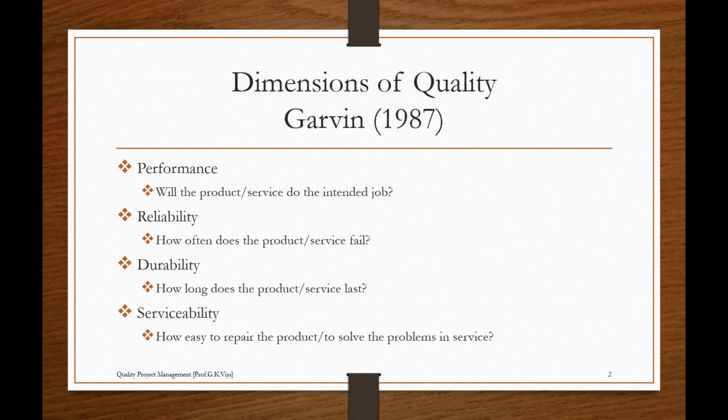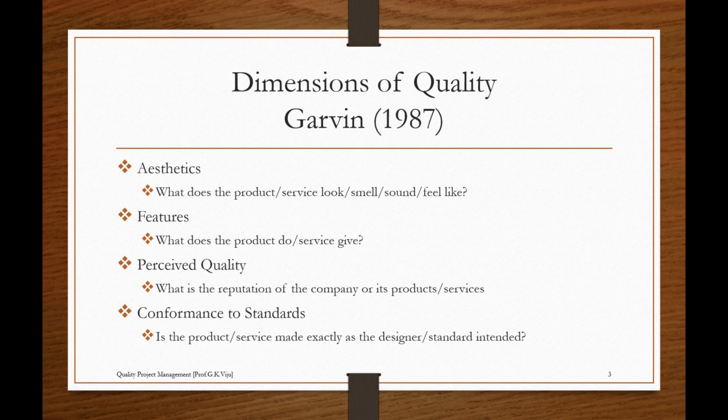Serviceability. It's the speed with which the product can be put into service when it breaks down, as well as the competence and the behavior of the service person. Aesthetics. It is a subjective dimension indicating the kind of response a user has to a product. It represents the individual's personal preference. Features. They are additional characteristics that enhance the appeal of the product or service to the users.